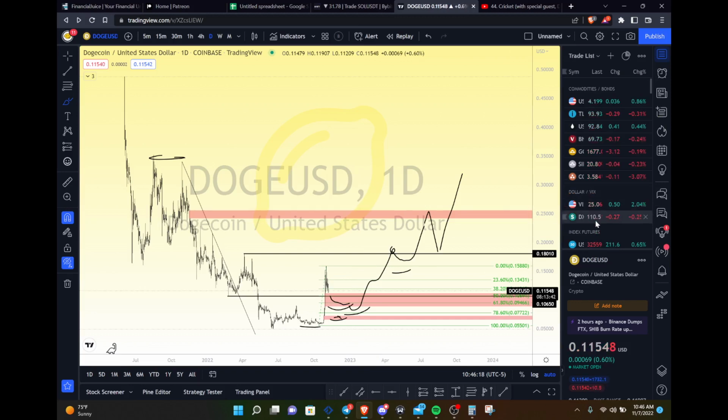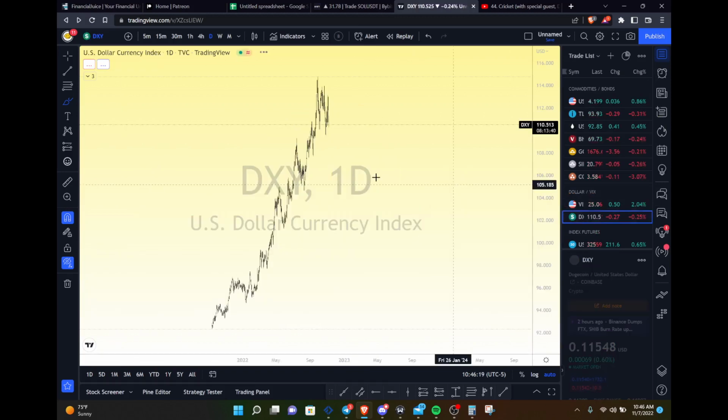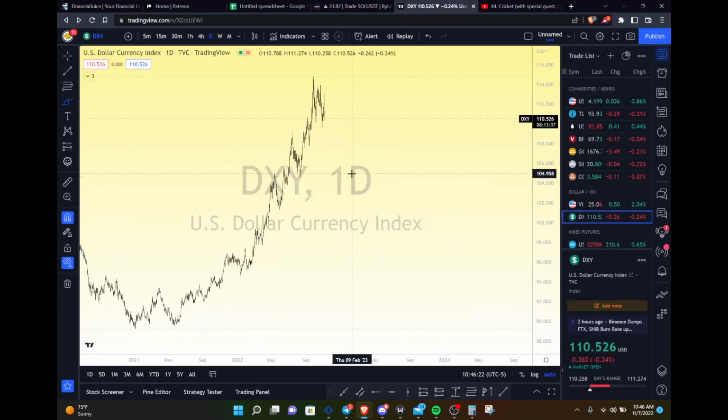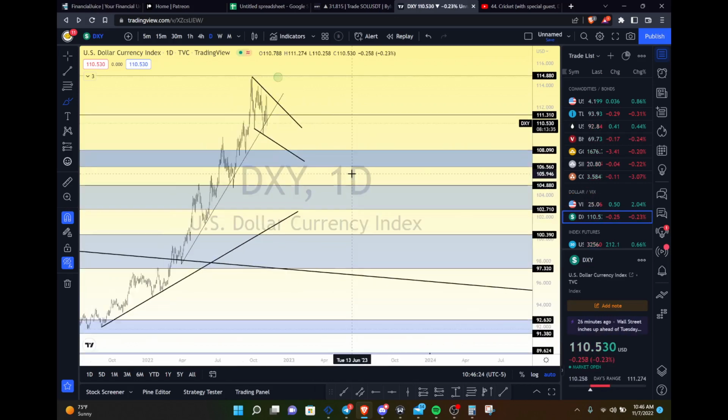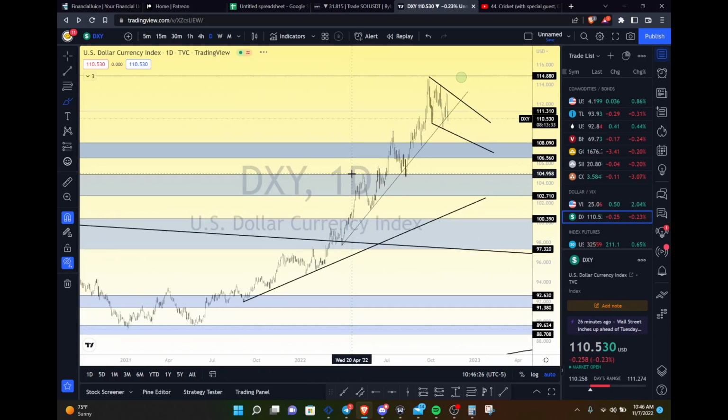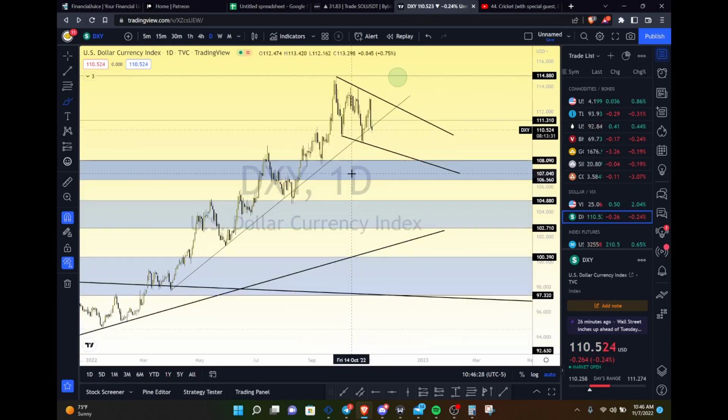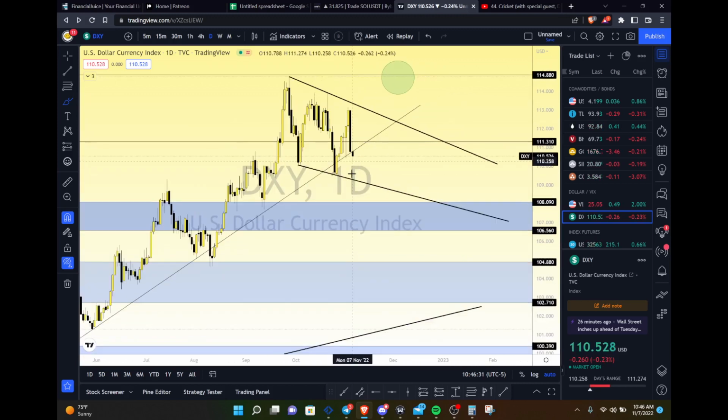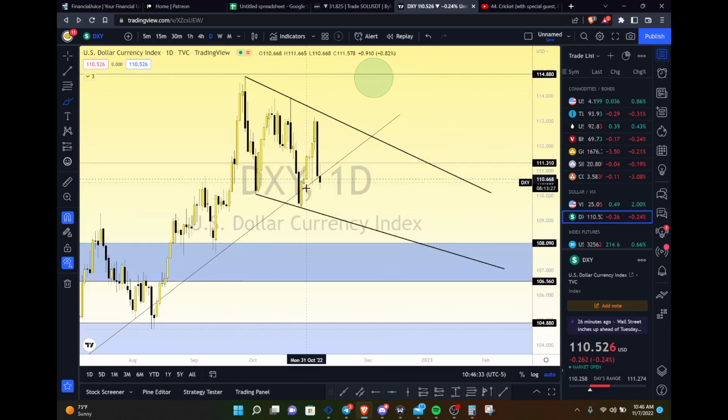And then obviously the dollar, which I think is going to break down. I think it's already starting. So let me just pull up the dollar real quick so you guys can see. Sorry about my screen, I'm not sure why I'm lagging. But for the dollar, it looks primed to come down to test this bullish structure.